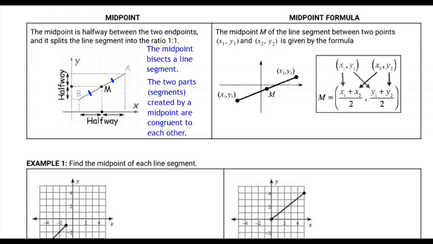One other important piece of information here is the fact that it splits the line segment into the ratio of 1 to 1. We're going to be talking about ratios a lot over the course of the next couple of lessons. In other words, the ratio 1 to 1 means this piece is exactly the same measurement as this piece. 1 to 1 means 1 part to 1 part. If this piece was 2 times as big as this piece, the ratio would be 2 to 1.